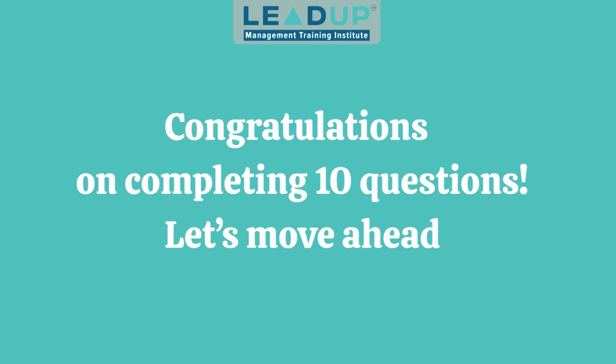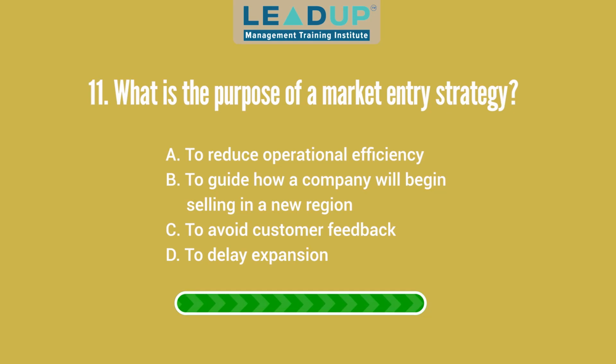Congratulations on completing 10 questions. Let's move ahead. Question 11. What is the purpose of a market entry strategy? A. To reduce operational efficiency. B. To guide how a company will begin selling in a new region. C. To avoid customer feedback. And D. To delay expansion. The answer is to guide how a company will begin selling in a new region.